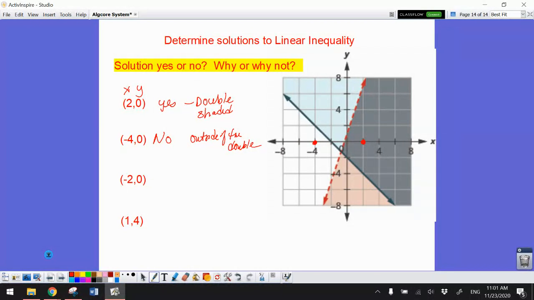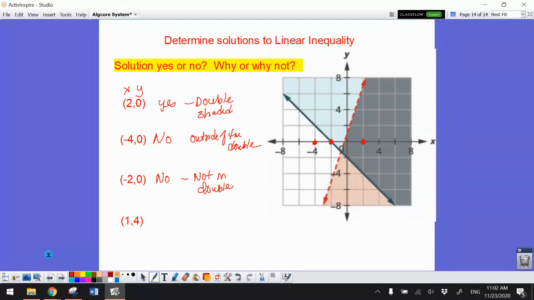What about negative 2, 0? So that would be here. It's on the black line. So what do you think? Is it a solution? It's a solution to one equation, but it is not a solution to both equations. So even though it is on the line, it is not a solution because it's not in the double.